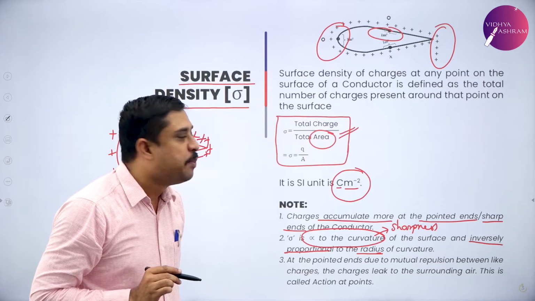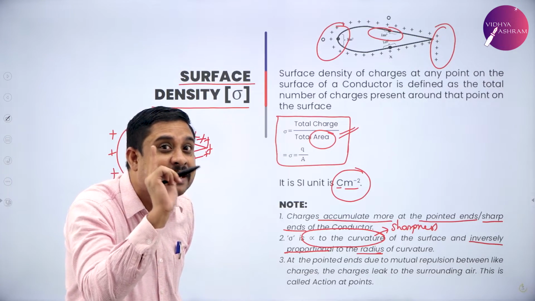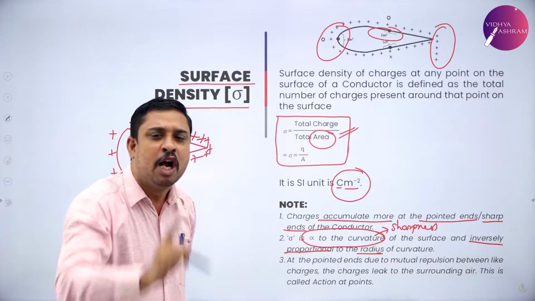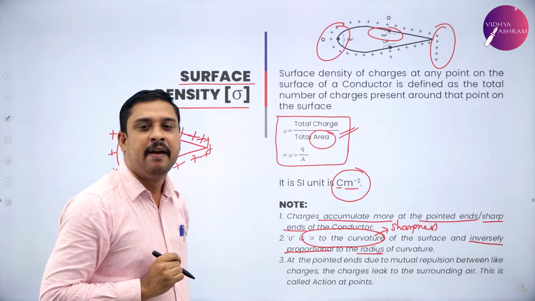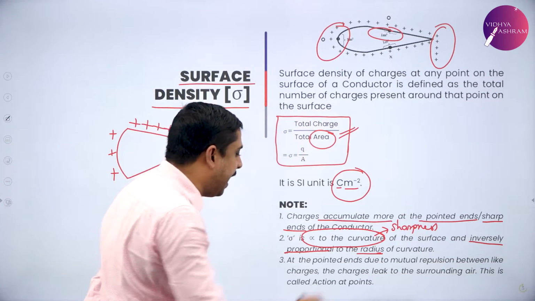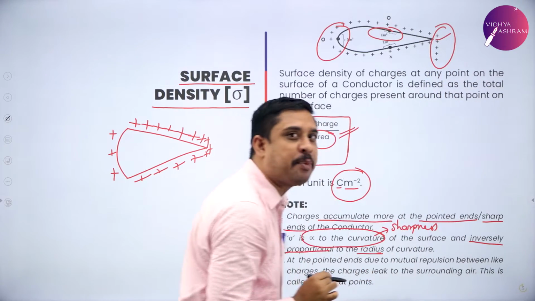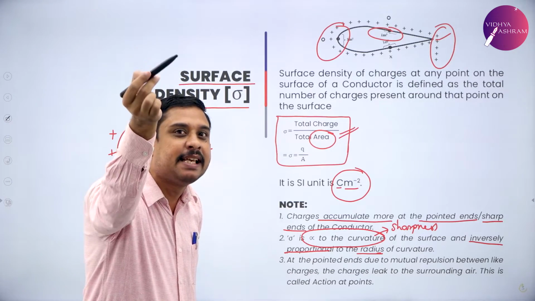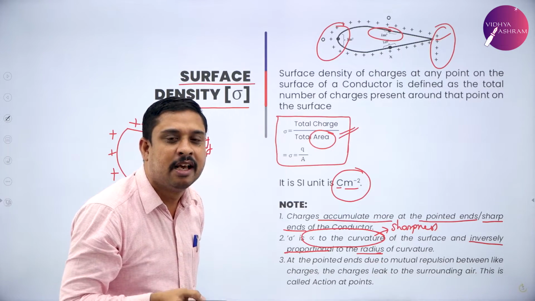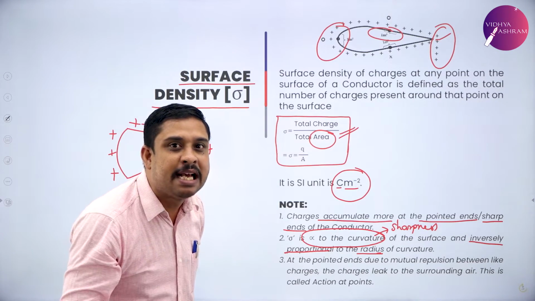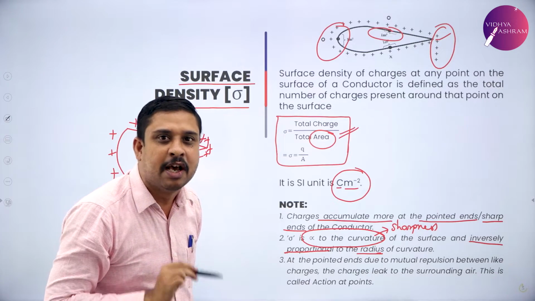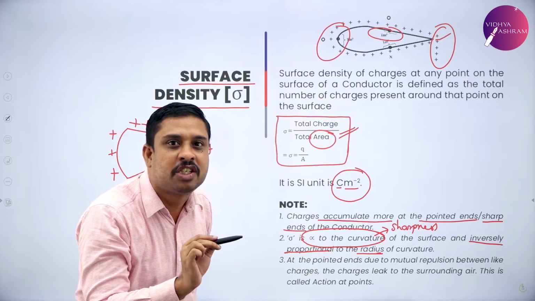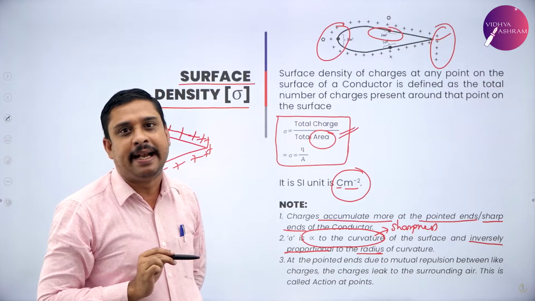So my dear friends, please understand, surface density, the number of charges, is always proportional to the curvature of the surface. Wherever there are pointed ends, wherever there are sharp ends, more charges have to be present. As the radius increases, bulginess increases, the number of charges stored should be less, so sigma decreases. So very clearly, surface density is maximum at pointed ends.